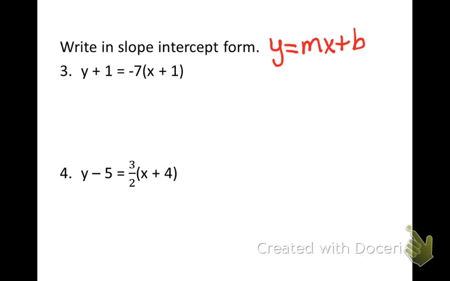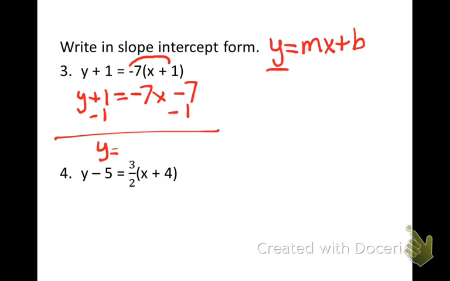So the first step is the same, to distribute. Y plus 1 equals, distributing a negative 7, I'm going to get negative 7x. Negative 7 times positive 1 would be minus 7. Now for this form, remember, I just want the y by itself, so I need to get rid of the 1s. I'm going to minus 1 from each side, and I get y equals negative 7x. Negative 1 minus 1 would be minus 8.